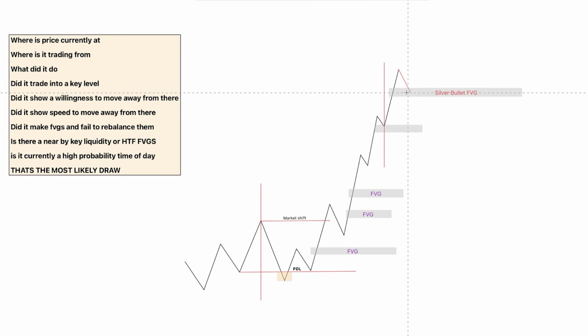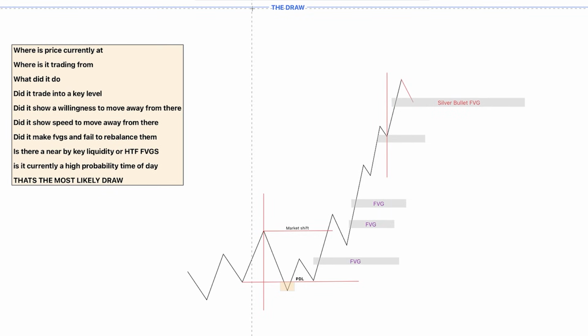based on where price is currently trading at. Is there key liquidity or a high time frame level? Oh yes, we can see that. Oh yeah, there's a key previous day's high near to where price is trading at. Is it currently a high probability time of day? Oh yeah, we can see that. Oh yeah, right now it's currently the 10 o'clock hour. During this time between 10 and 11 New York time is the silver bullet time.